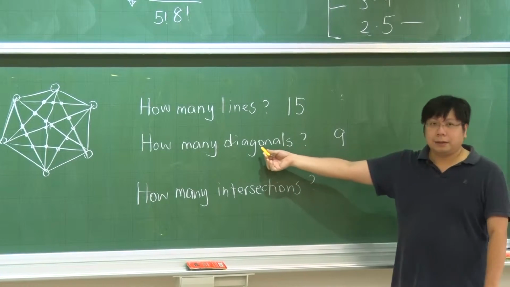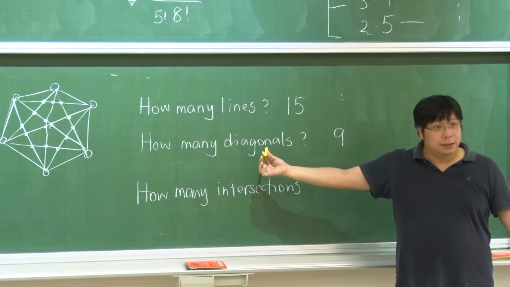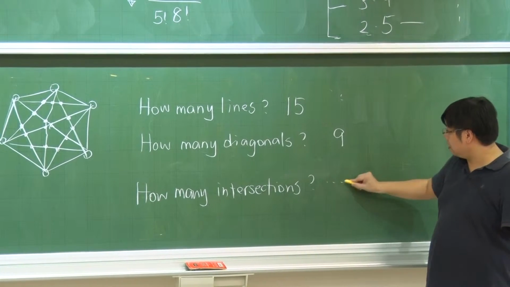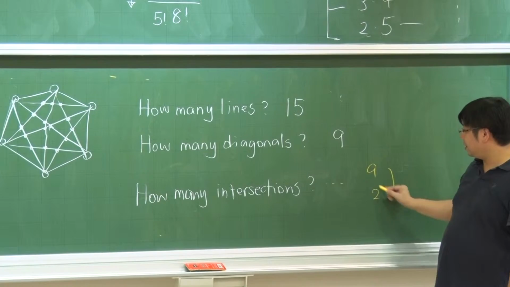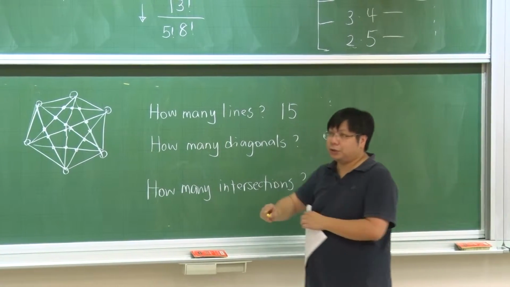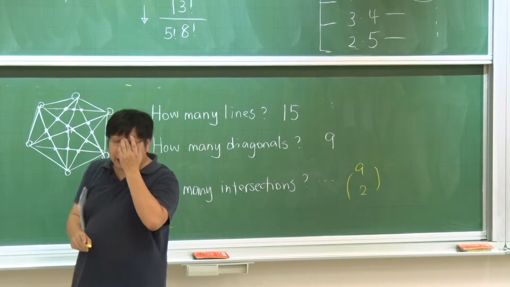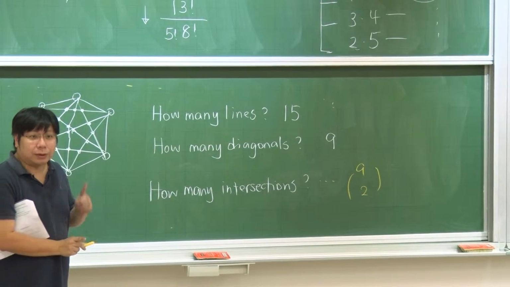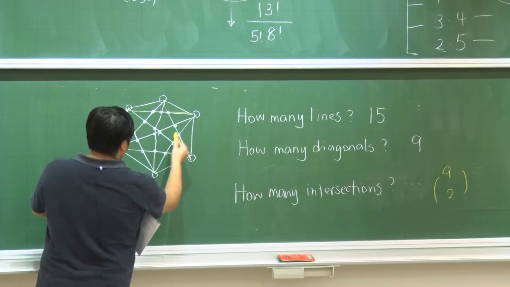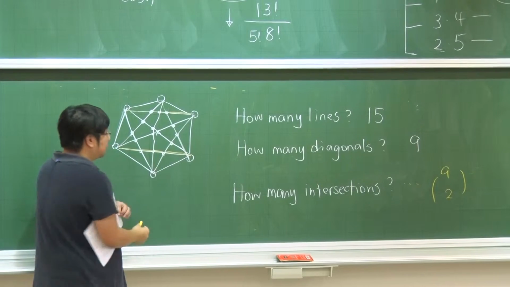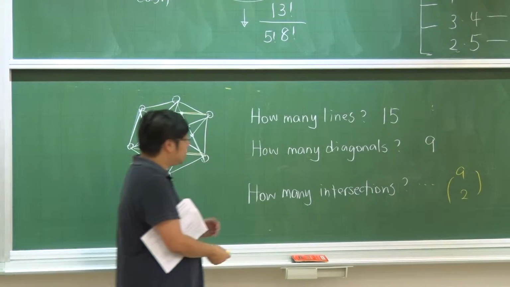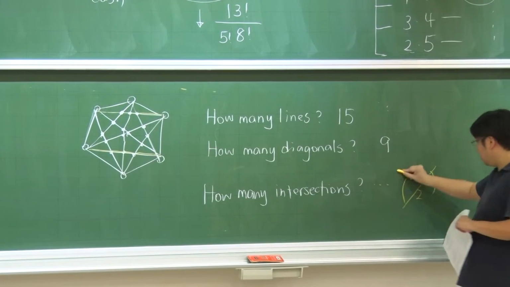So it seems like there are 9 diagonals, right? And then 2 diagonals gives you an intersection point. So it looks like this one should be 9 choose 2, right? Well, this is not correct. 9 choose 2 means that if you have any 2 diagonals, there will be 1 intersection point. But it is not true. If you look at this diagonal and this diagonal, these are 2 diagonals, but they don't have any intersection point. So it is not equal to 9 choose 2.